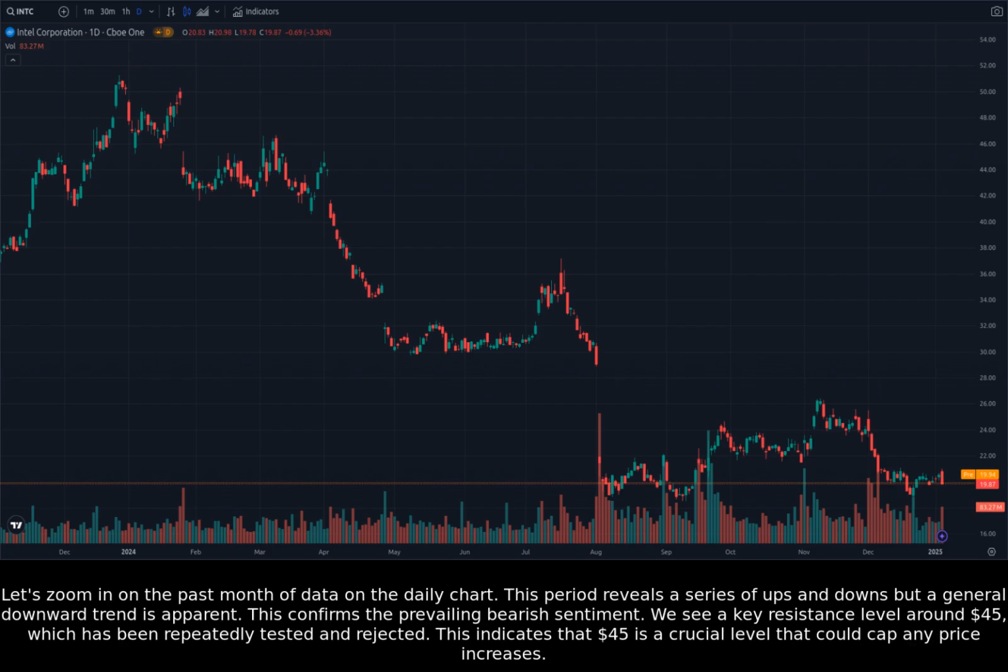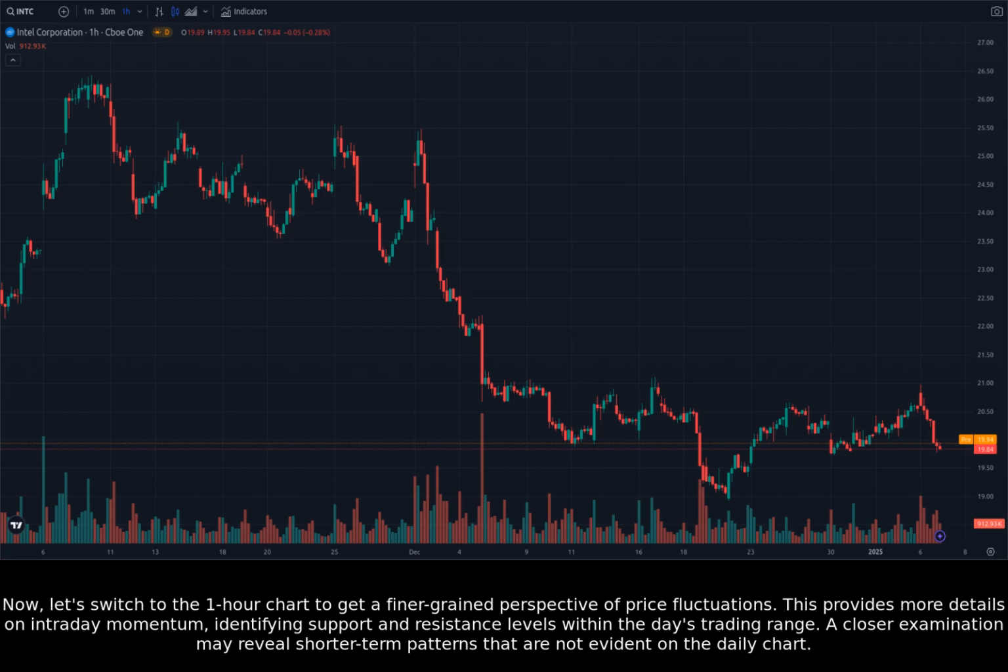Let's zoom in on the past month of data on the daily chart. This period reveals a series of ups and downs, but a general downward trend is apparent. This confirms the prevailing bearish sentiment. We see a key resistance level around $45, which has been repeatedly tested and rejected. This indicates that $45 is a crucial level that could cap any price increases.